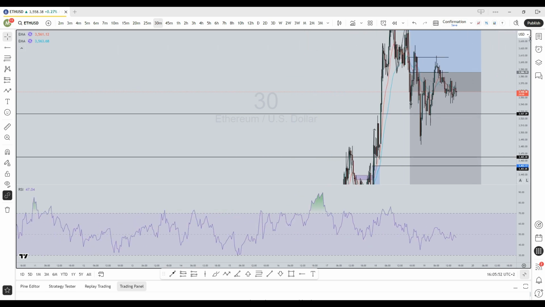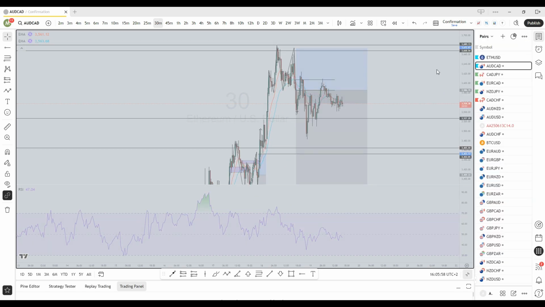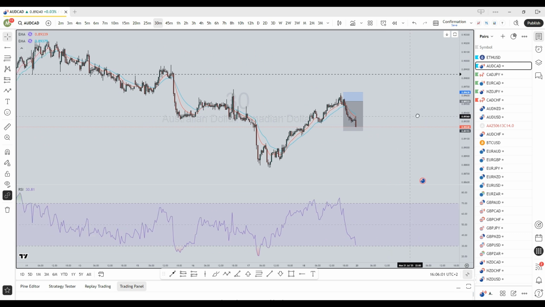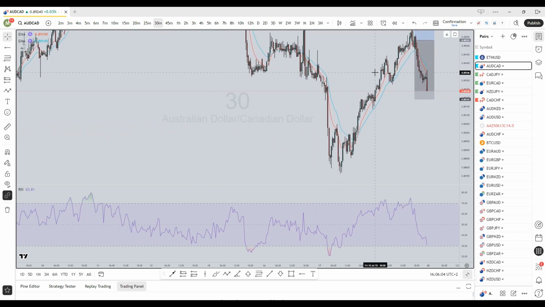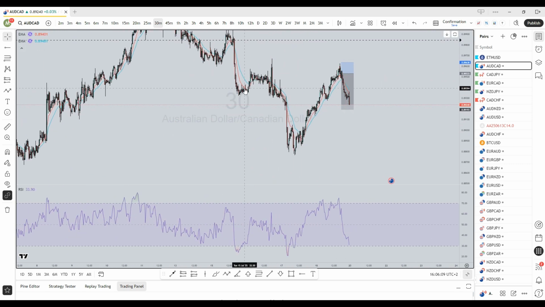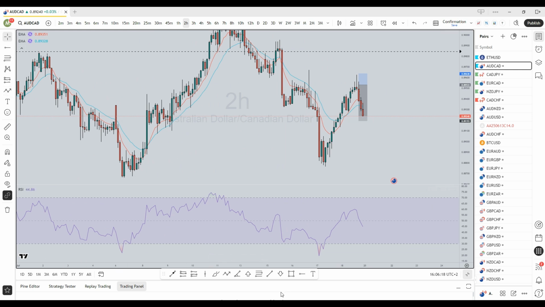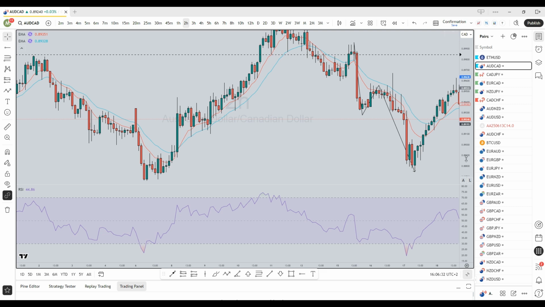So this is the first trade that I'm currently in now, and then this is the second trade that I'm in. This is a AUDCAD trade. So pretty much what happened here, if you go down to the 2 hours, last week we had this aggressive move to the downside. We had this aggressive move down, bit of consolidation, then aggression again to the downside.